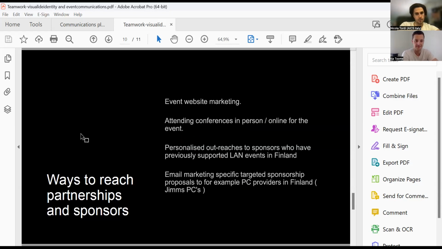And then we discussed how to get participants. This is partnerships and sponsors. We mentioned event website marketing. Then this would also require actual sales, probably to get partners and so on. So participating in events and trying to reach the people out there would be a good thing to do.